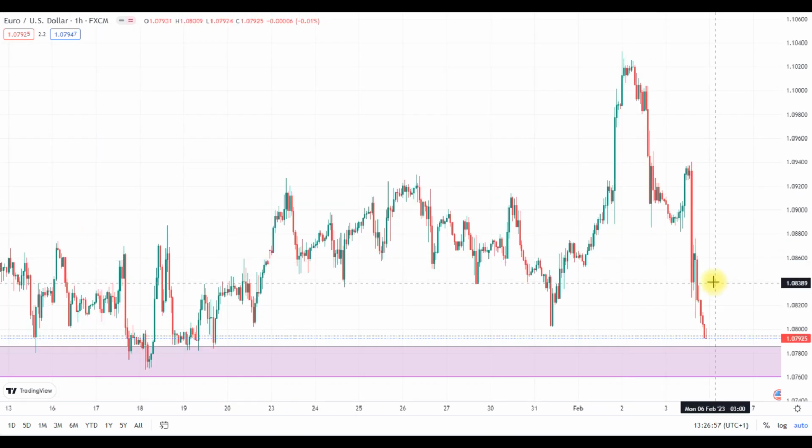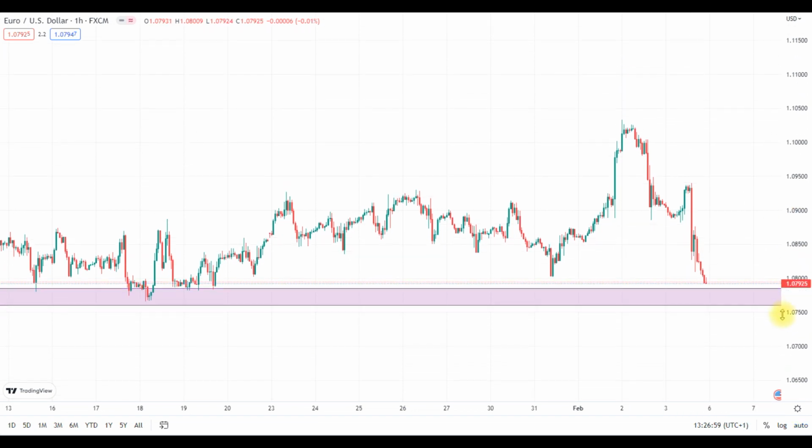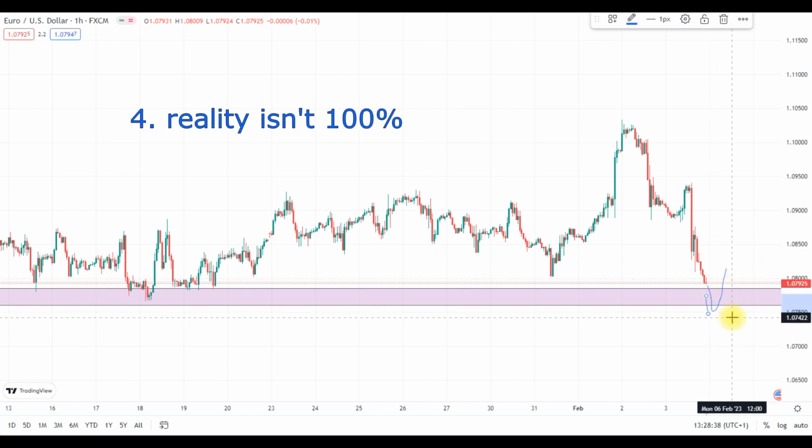Now let's have a look at our factor number 4. If you have your support and resistance level over here, and for example the market goes down like this and then returns, that doesn't mean that this support and resistance level didn't hold. It's always possible that the market dips down and then returns up. Reality isn't always as exact as theory is. Please always keep that in mind.